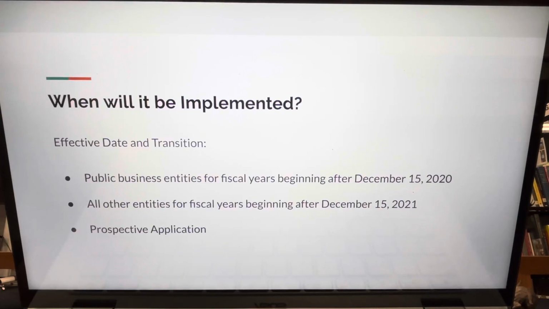It will be implemented with the prospective application transition. No restatement of prior periods is required. You do not need to reinvest or adjust previous equity method investments, fair value measurements made under the old guidance, or historical derivative evaluations related to equity method determination.